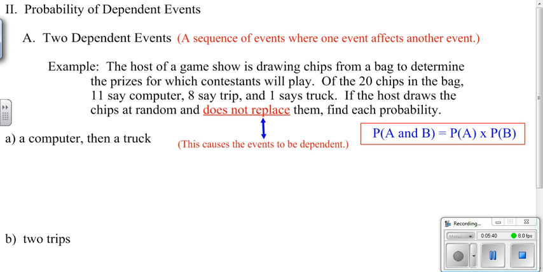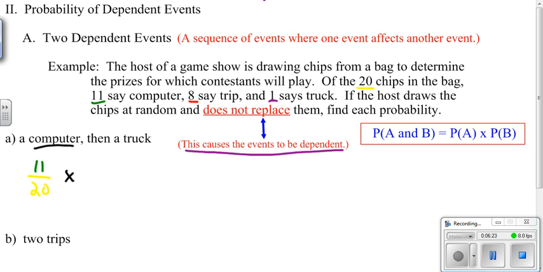Of the 20 chips, so there are 20 total, 11 say computer, 8 say trip, and 1 says truck. If the host draws the chips at random and does not replace them, that's why we are making it dependent, because they're not being replaced. Find each probability. So if we want a computer, then a truck. In this case, the probability of a computer: we have 11 chips that say computer, and there are 20 total. So the probability of a computer would be 11 over 20.